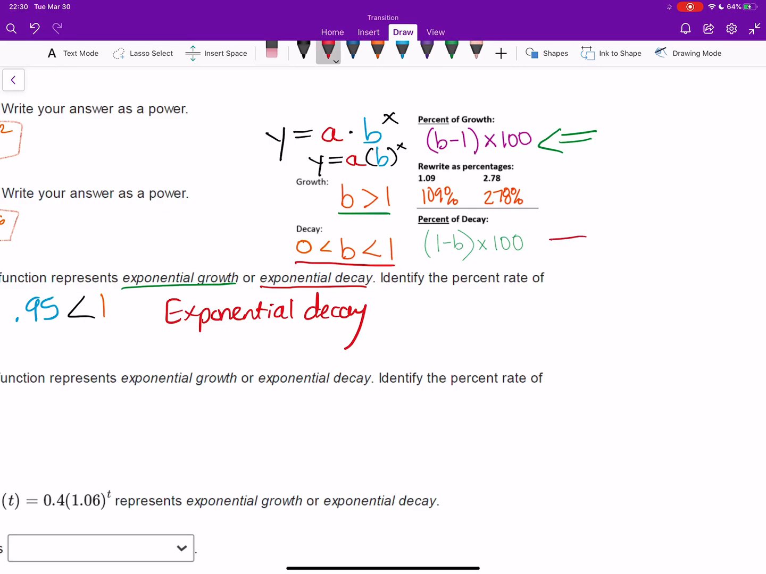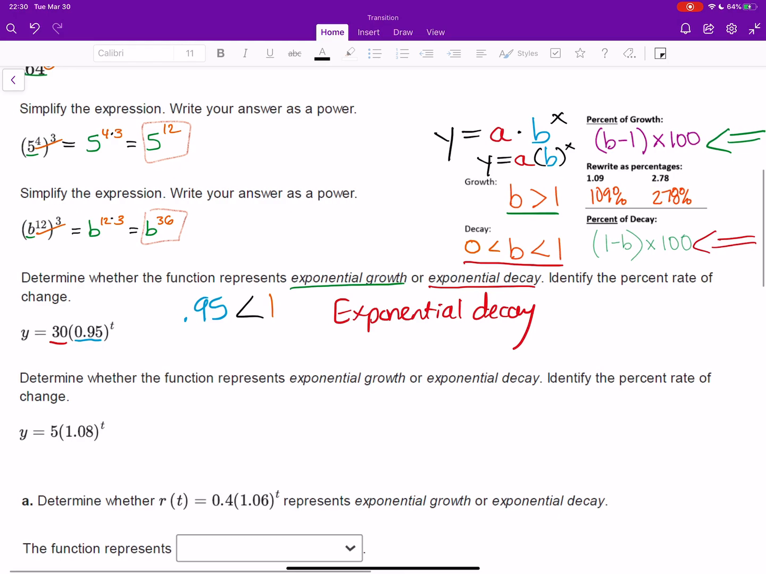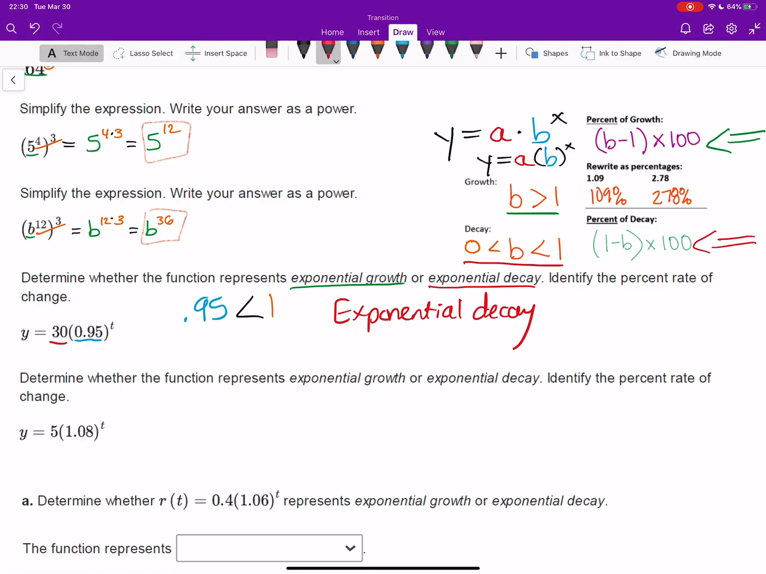Since we already identified that it's a decay function, since b is smaller than 1, in fact between 0 and 1, what we're going to do is take 1, subtract b, and then multiply by 100. That last part, multiplying by 100, is just converting to a percent.